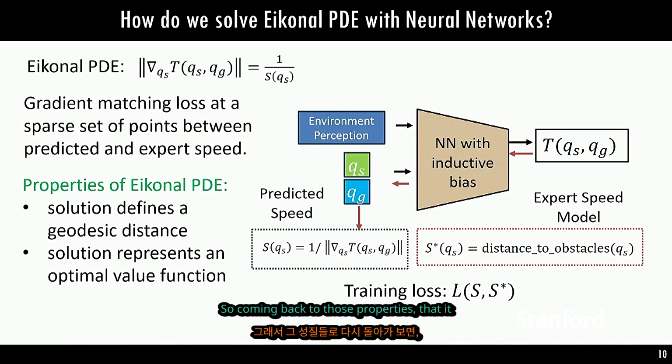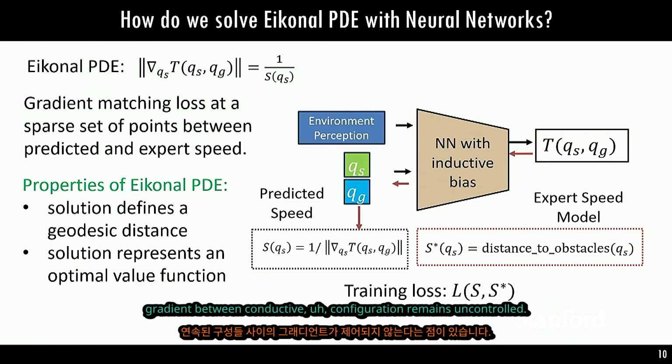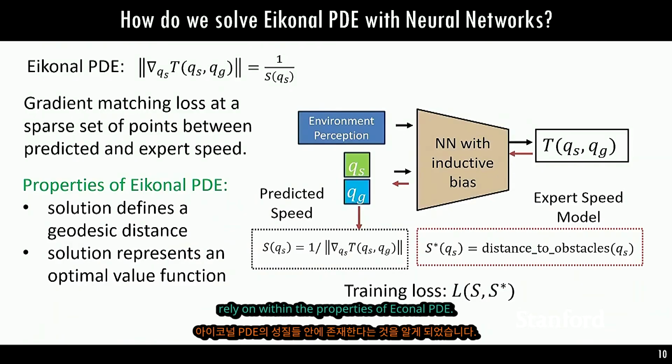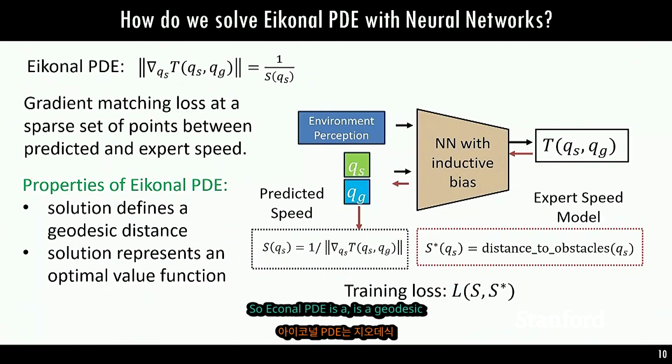So coming back to those properties: it has multiple solutions, and the gradient between consecutive configurations remains uncontrolled. We found out that the solution to these problems lies within the properties of the eikonal PDE. So the eikonal PDE is a geodesic distance. The solution of the eikonal PDE is a geodesic function. So it should respect the properties of a geodesic distance like triangular inequality, and there are different properties of those geodesic distances that it should satisfy. And a geodesic distance also has multiple solutions.